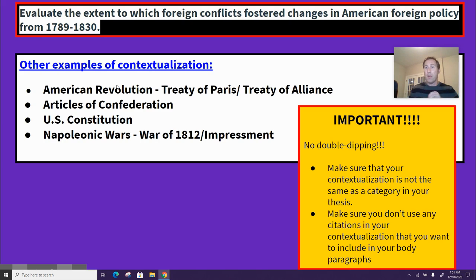I can't say, hey, my contextualization is neutrality and my continuity is neutrality. But if I'm going to talk about neutrality here, I might use that to springboard how America over time is moving away from neutrality and becoming more aggressive with their interactions with other countries and starting wars. So that's how we need to think about that. You've got to compartmentalize. The contextualization should build into and set up your thesis, set up your arguments, but it should not be a part of your thesis. And so that's important to understand.